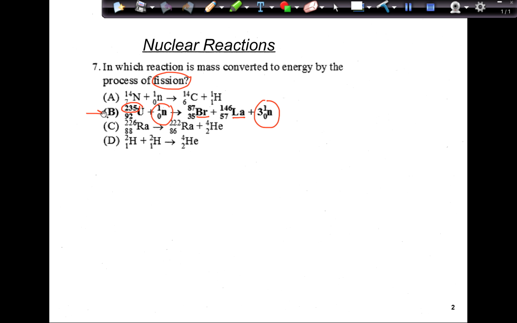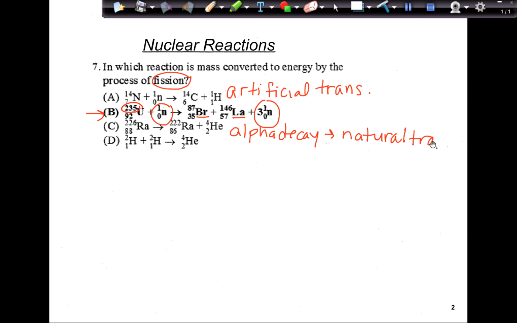So choice B is fission. Choice A is artificial transmutation, but doesn't have any specific name. Choice C is alpha decay, which is a form of natural transmutation. And choice D is an example of fusion. H plus H making He is an example of fusion. So all of them were nuclear reactions, but only choice B was fission.